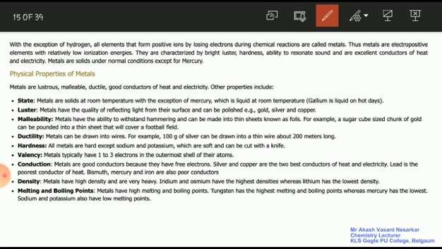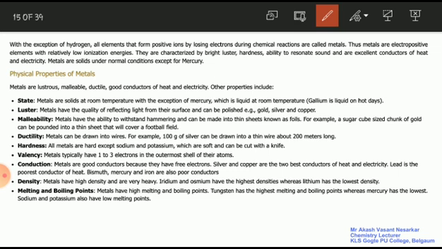Luster. Metals have the quality of reflecting light from their surface and can be polished. Examples are gold, silver and copper, and such a property is known as luster. So metals have the quality of reflecting light over their surface.